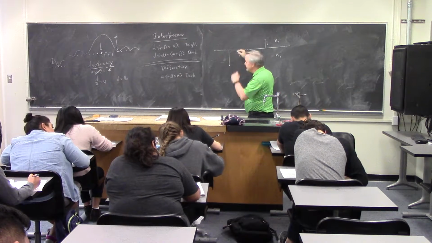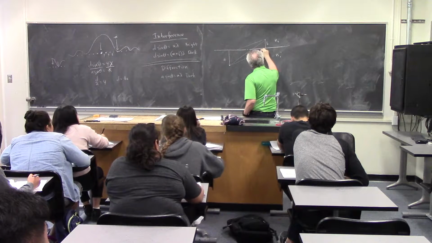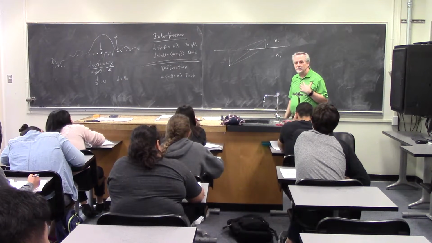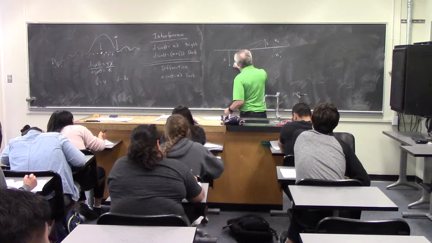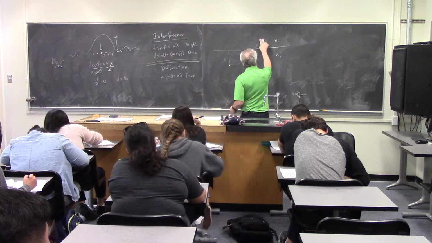So don't write this down. I could do this, I could do this, I could do this. Those are all possible paths I can take, correct? Right? So we need to set it up so that all those possible paths can be taken care of mathematically without actually having to draw them.